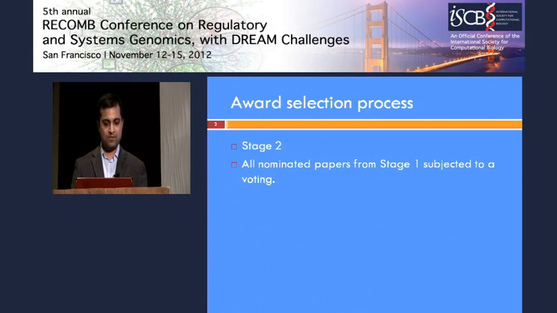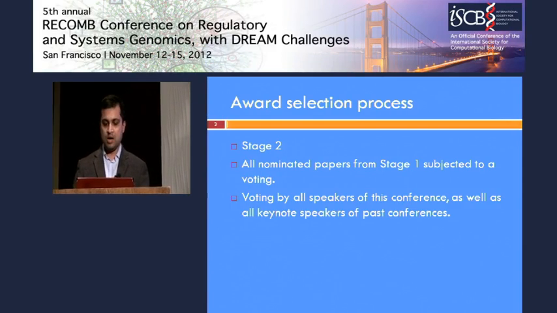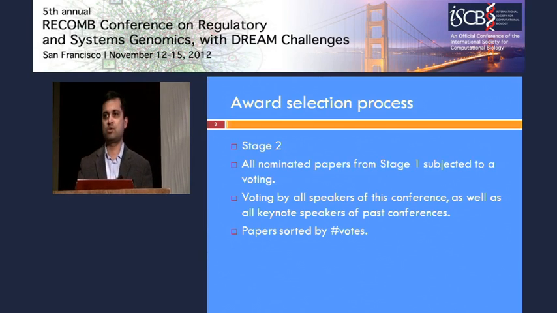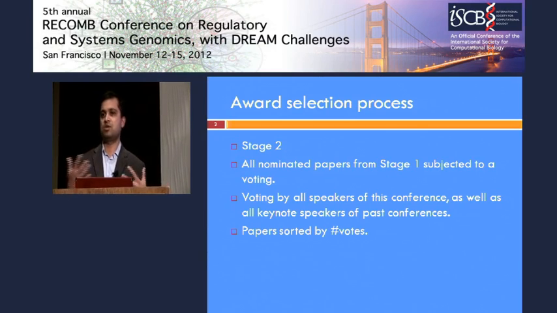which was then made available to a more selected group of voters who were all speakers of this conference, both keynotes and selected speakers, as well as all keynote speakers of past versions of this conference. So that was also quite a strong list of people who voted in the second stage, and then the papers were sorted by the number of votes they received. Each person was asked to vote for up to 5 papers in the second stage.